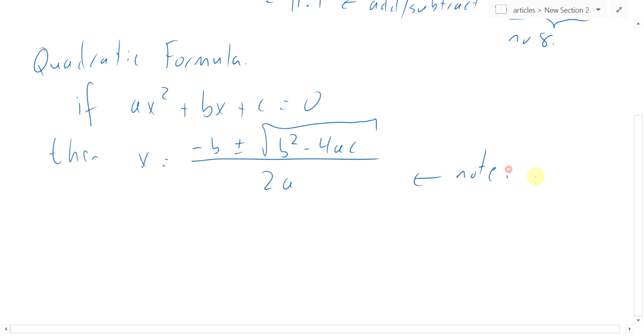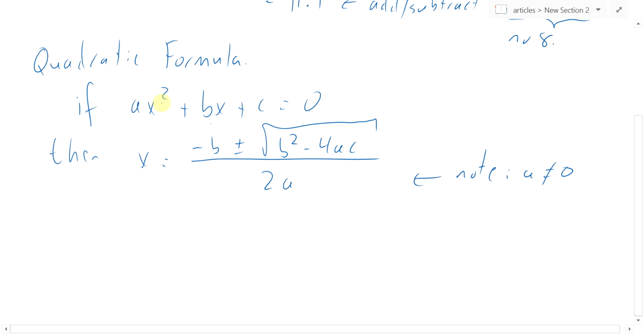And note, a can't be 0, but of course if a is 0, you don't actually have a quadratic because you wouldn't have an x squared term. You just have bx plus c, and that's actually pretty easy to solve. So a is pretty much never 0. Great, so it's just a formula.